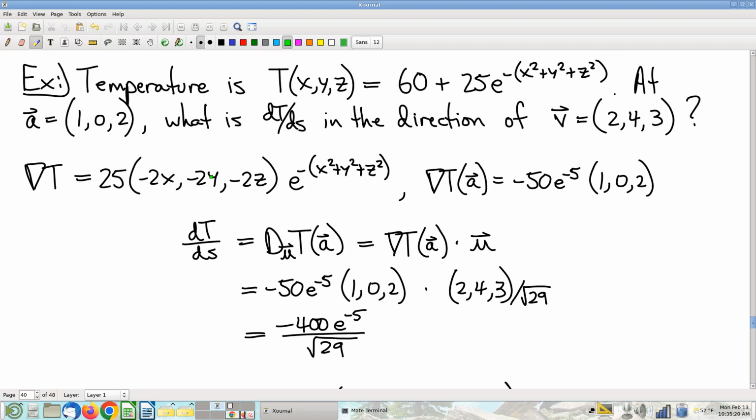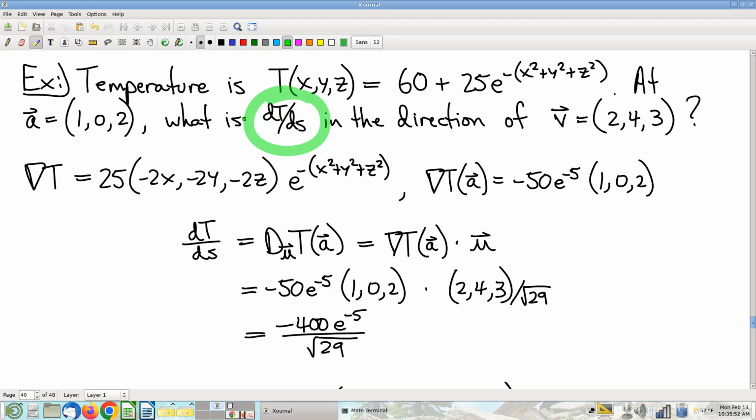Next example. Now again, here's one where we're not going to be looking at the graph. This is just temperature given as a function of position. And I've got a function. I'm at a certain point, and I'm moving in a certain direction. Again, heads up, notice I don't mean toward a point. I mean in the direction indicated by this vector. And reasonable question: how fast is the temperature changing as I move in that direction?